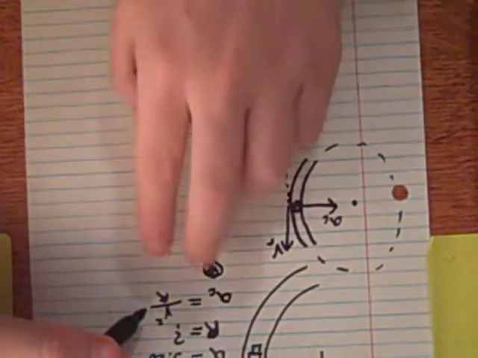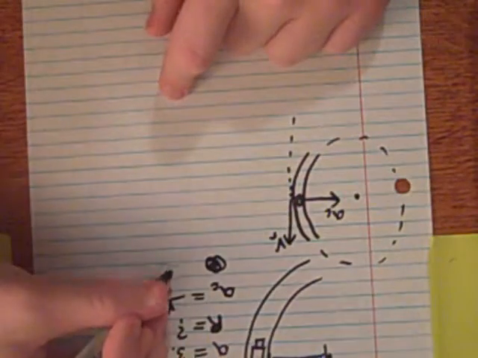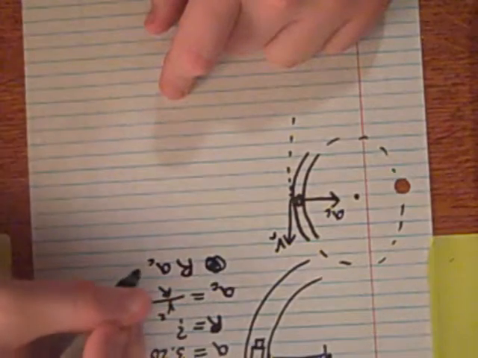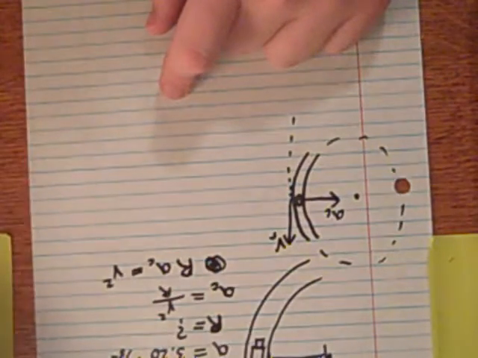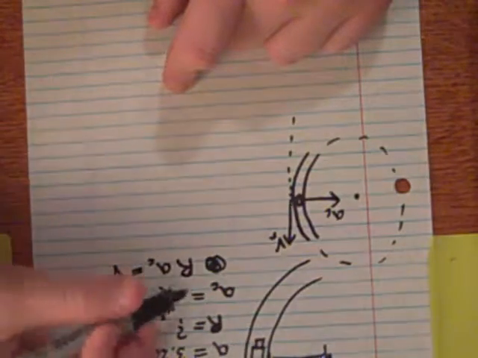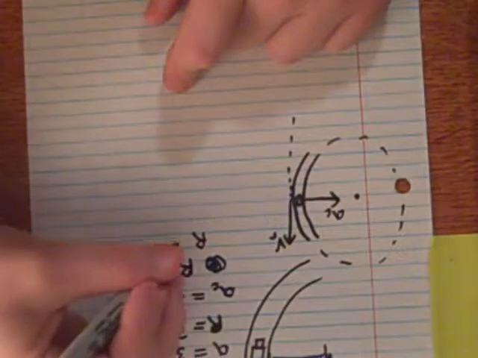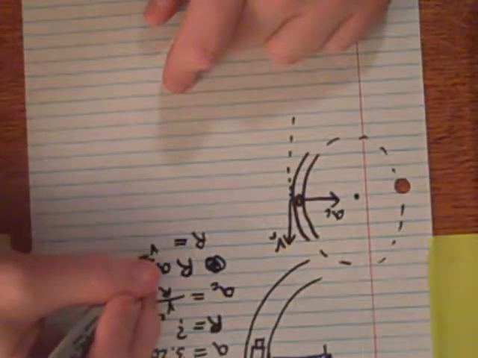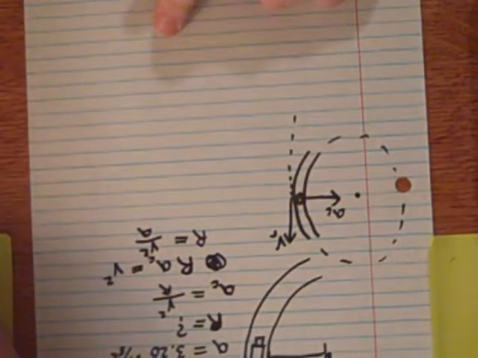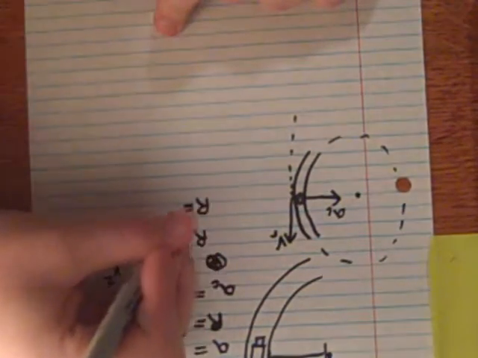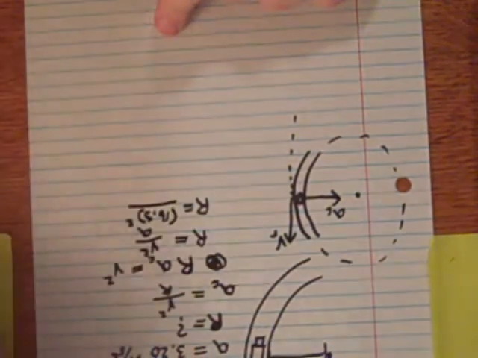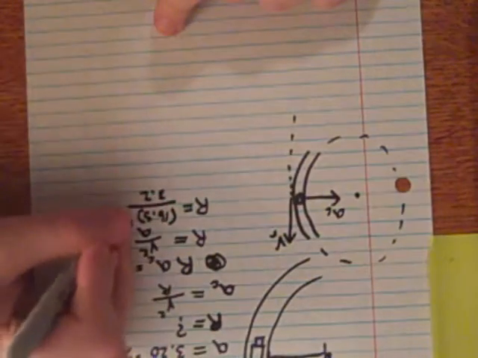Let's go ahead and do it actually. Let's go ahead and multiply both sides by R. And we're going to get R a_c equals v squared. R is going to cancel out here. And let's divide both sides by a now to get R by itself. So there's another equation you can work with. R equals v squared over a. Plug in what we know. 16.5 squared over 3.2.